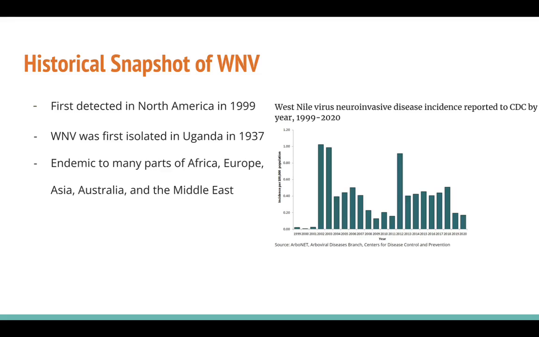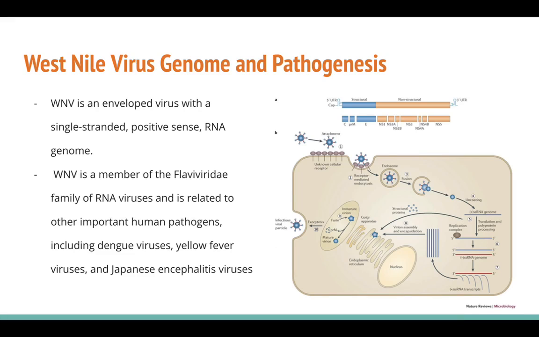Now that we have covered a bit of the historical background, we can look at West Nile virus genome and pathogenesis. West Nile virus is an enveloped virus with a single-stranded positive sense RNA genome. It is a member of the Flaviviridae family of RNA viruses and is related to other important human pathogens, including dengue virus, yellow fever virus, and Japanese encephalitis virus.